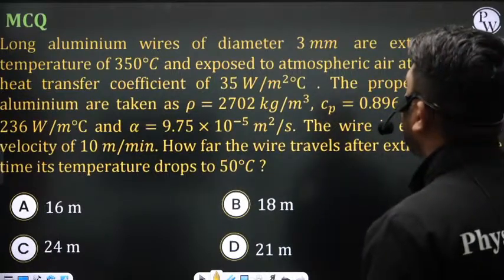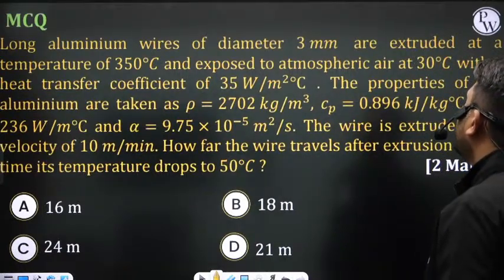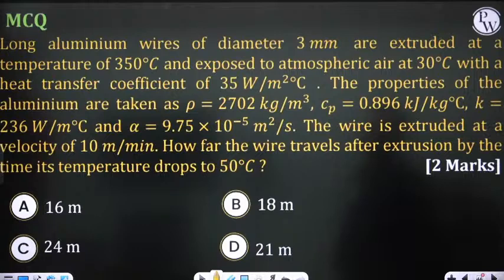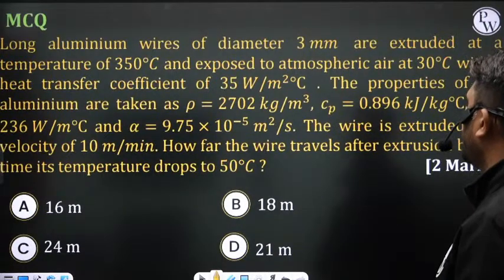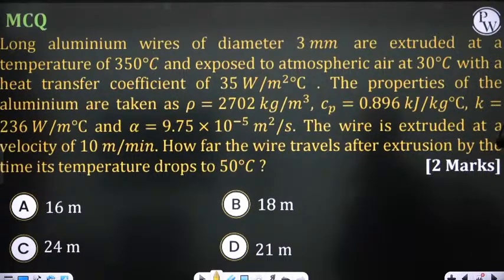Okay, now see, in the question it is given that long aluminium wires of diameter 3 mm are extruded at a temperature of 350 degrees Celsius and exposed to atmospheric air at 30 degrees Celsius with a heat transfer coefficient of 35 watt per meter square degree Celsius. Properties of the aluminium are given. The wire is extruded at a velocity of 10 meter per minute. How far does the wire travel after extrusion by the time its temperature drops to 50 degrees Celsius?